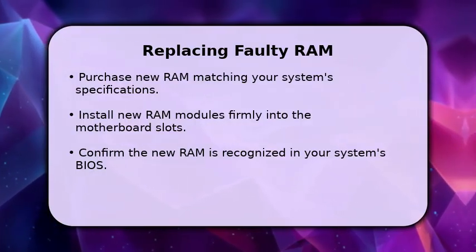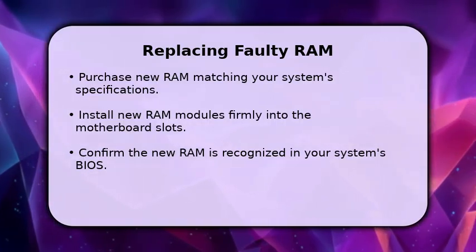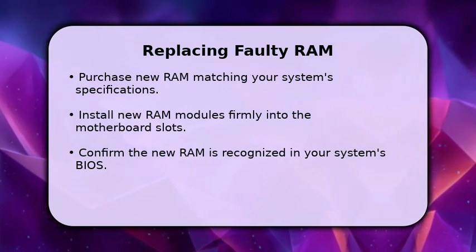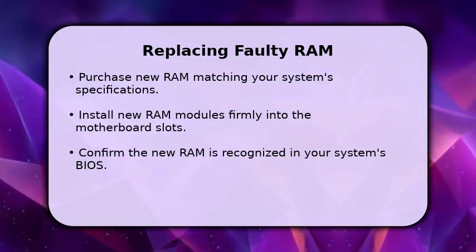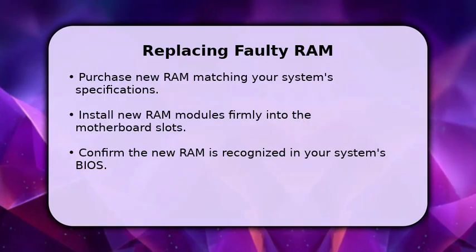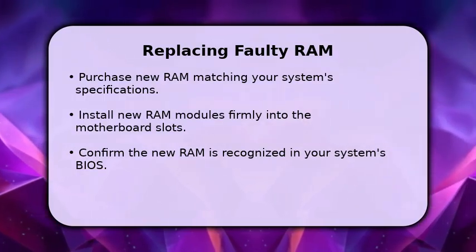Purchase new RAM that precisely matches your system's specifications, including type, speed, and capacity. Carefully install the new RAM modules, ensuring they click firmly into place. After installation, boot into your system's BIOS to confirm the new RAM is recognized and operating at its correct speed.